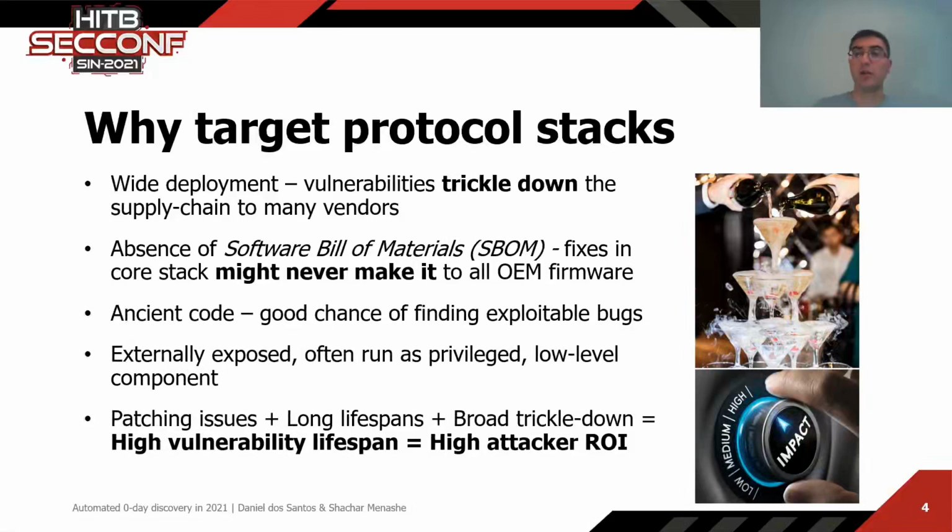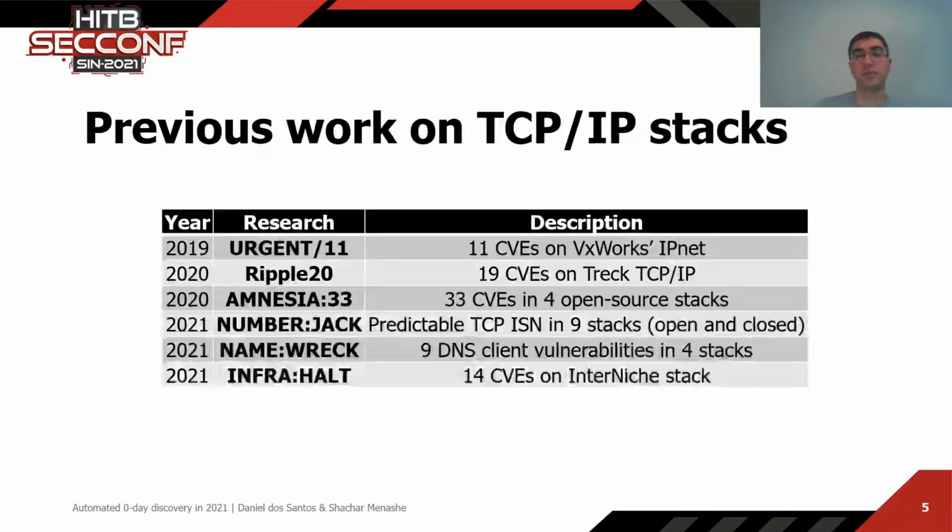If you look at previous work on TCP/IP stacks, in the previous 3 years, more or less, so from 2019 to 2021, there has been a lot of work done on TCP/IP stacks, right? It started with Urgent 11, which was a set of 11 CVEs on the IPnet, typically run on VxWorks. In 2020, there was Ripple20, which was a set of 19 CVEs affecting the Treck TCP/IP stack, and both of them had critical vulnerabilities allowing for RCEs.